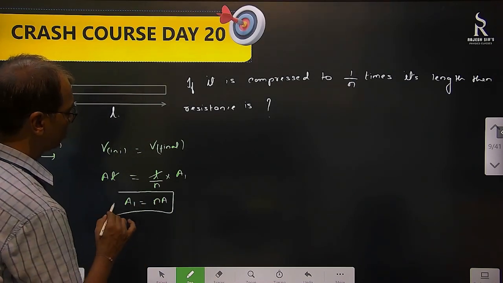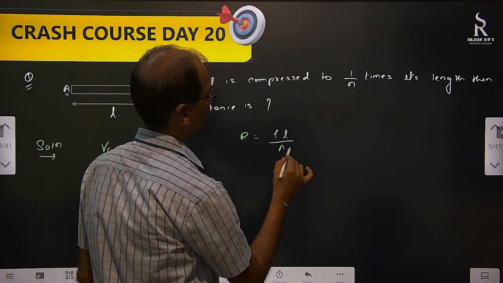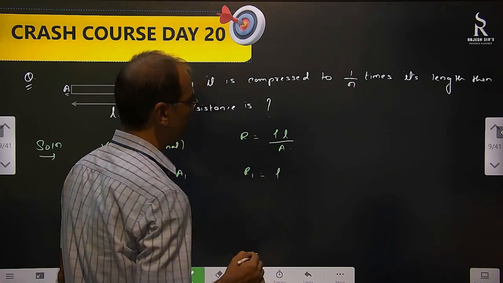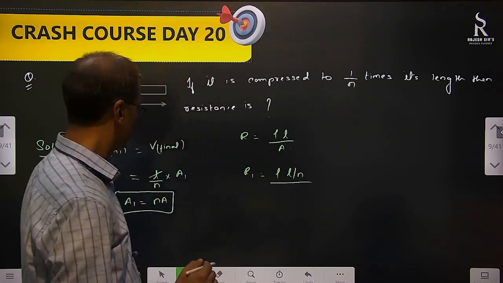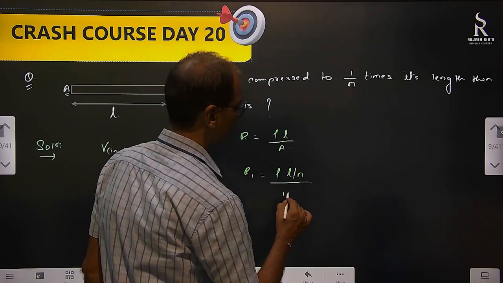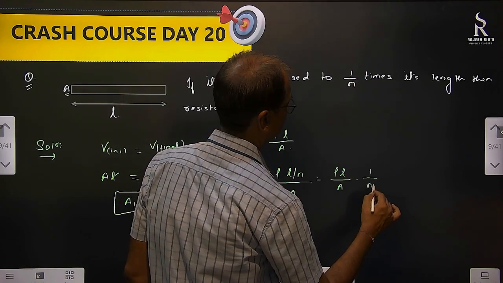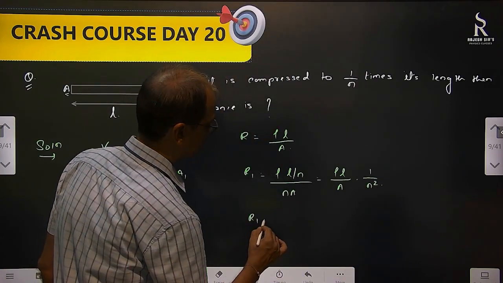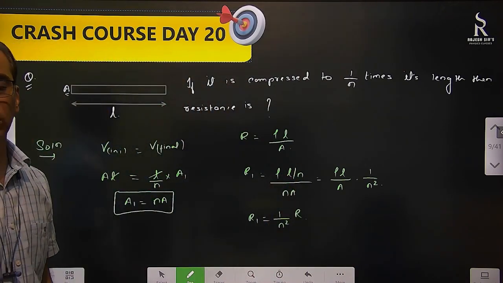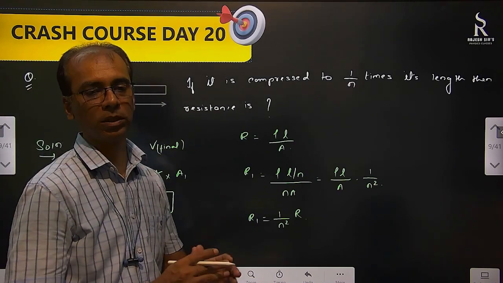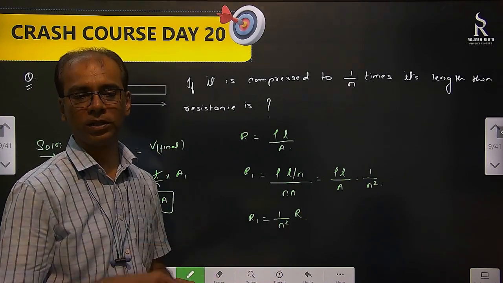Now, initial value of resistance is what? Rho L by A. So R1 is what? Rho into new length. New length is what? L by N. New area is NA. So this is rho L by A into 1 by N square. That means new resistance is 1 by N square times the initial resistance. So when you are increasing its length to N times, it becomes N square R. If you are decreasing its length and making it 1 by N times, then resistance becomes 1 by N square times.